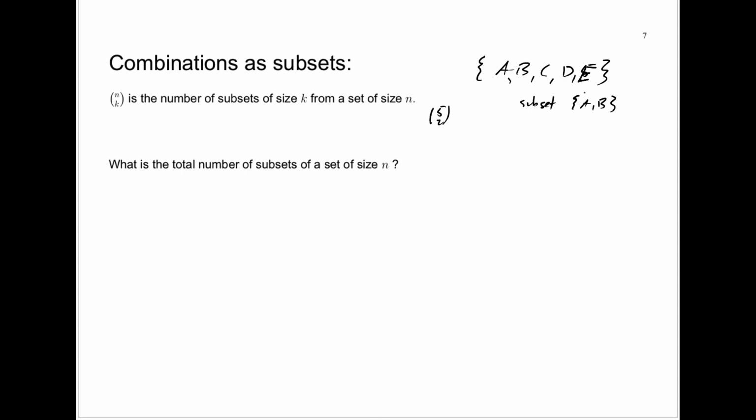So this is just another interpretation of the combination numbers. Note that n choose 0 is the number of subsets of size 0. The only subset of a set of size 0 is the empty set, so this should be 1. So this choice that n choose 0 should always be 1 makes sense with this statement as well. Is it obvious that n choose n should be 1?